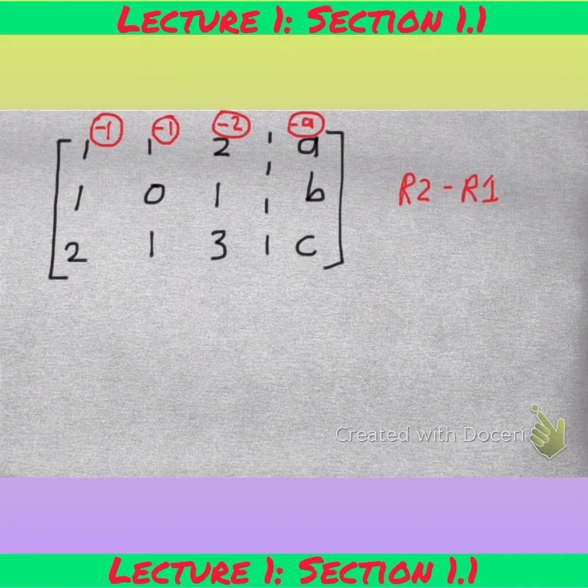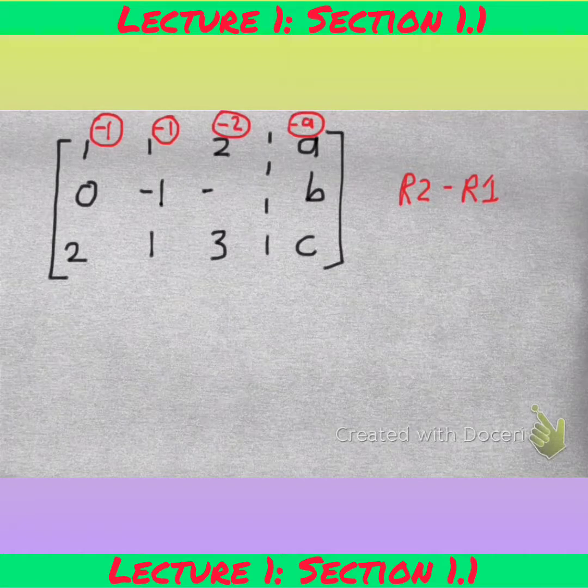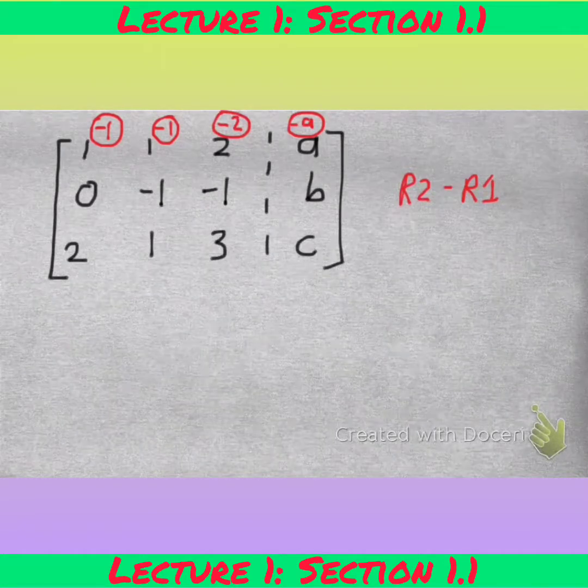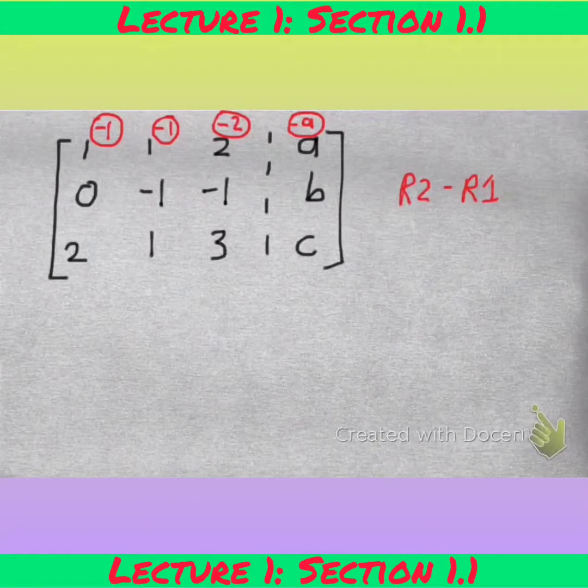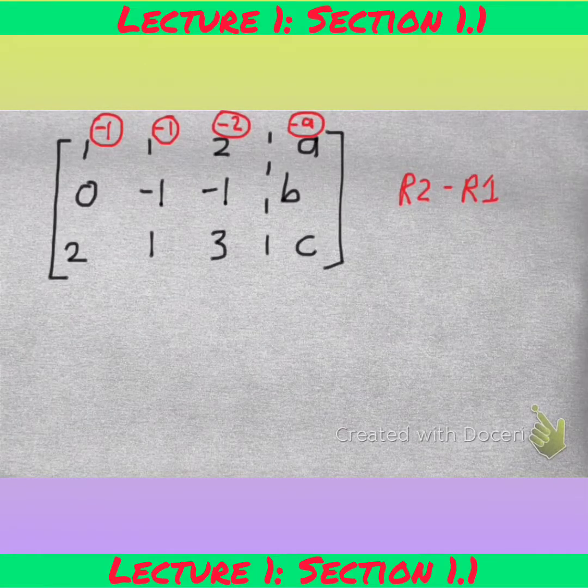So the first entry in the second row is going to become 0, because you're adding -1 to 1. So that's 0. The second entry in the second row is going to become -1, and the third entry is going to be -2 plus 1, which is -1. And the last entry is going to be -a plus b, and that is going to be b minus a.